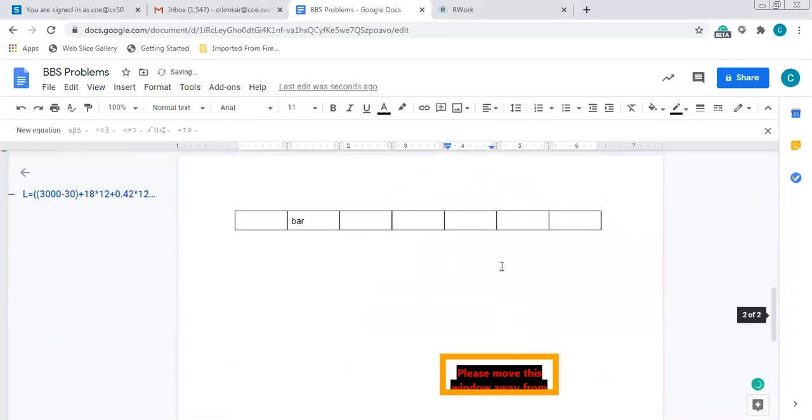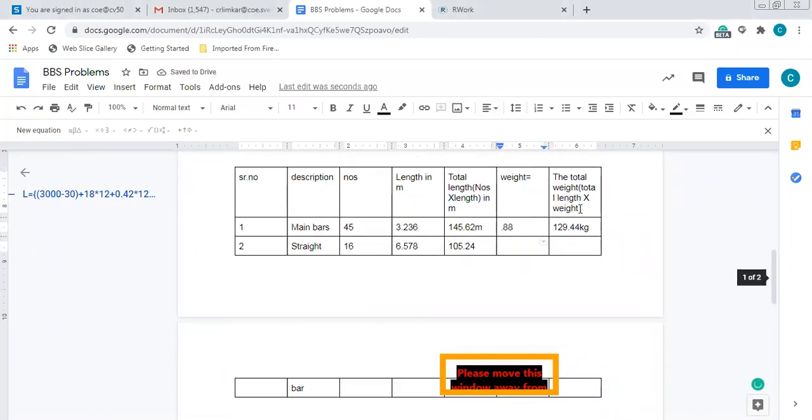105.24. Then next, weight of the bar equals to, what is the formula for weight of the bar, what is the diameter of the bar? Diameter of bar is just 6 mm. So the formula is d square by 162, d is 6, so d square is 36, 36 divided by 162, that is 0.22 kg per meter, that is weight of the bar.